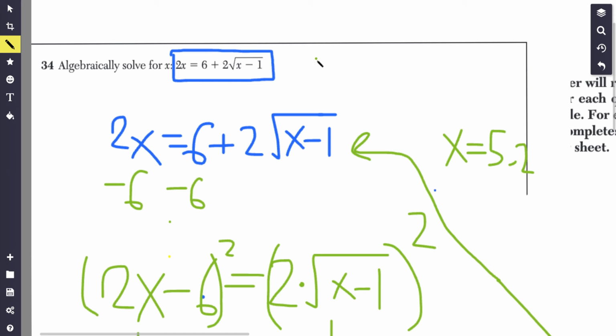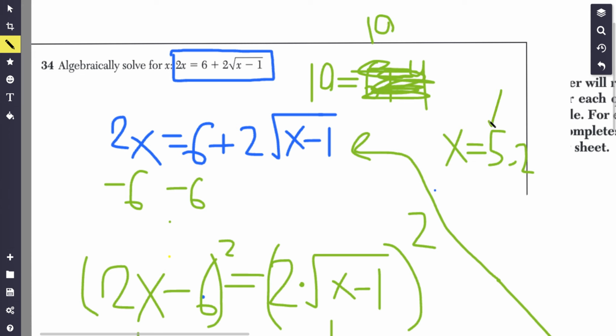So we have 2 times 5, which is 10, is equal to 6 plus 2 times the square root of 5 minus 1, which is 4. The square root of 4 is just going to be 2. 2 times 2 is 4. 6 plus 4 is 10. So 10 is equal to 10, which is true. So this 5 as our answer checks out.